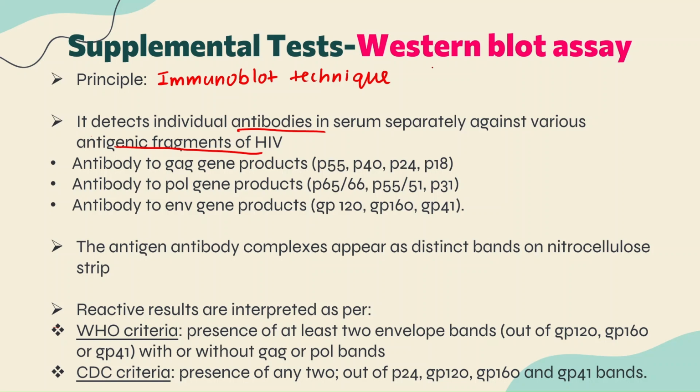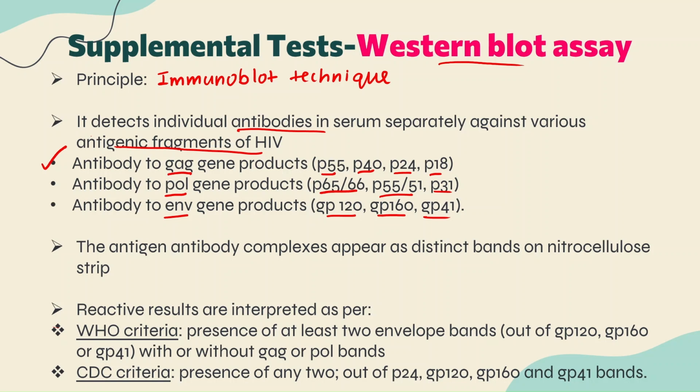Okay, this test is capable of detecting the antibodies to the GAG gene products, that is your P55, P40, P24, P18 antigens, then antibodies against the pol gene products, that is your P65 or 66, P55 or 51 and P31. And these are all the names of the antigens that are present in the nitrocellulose strip, okay? And also the antibodies to the ENV gene products, that is the glycoprotein 120, GP160, and your GP41 antigens, guys. Take care.